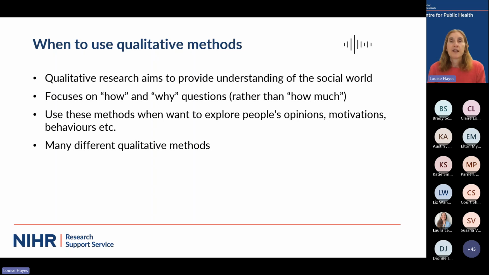So, when do we use qualitative methods? I've covered very briefly some of the most common quantitative methods, but we don't always just want to know how much or whether there's a relationship statistically between two things. Sometimes we want to understand more about the how and the why. And so we talk about qualitative research as trying to help us understand much more the social world and why people hold certain opinions and motivations and how they impact on their behaviour. And as with quantitative, as I'm sure you know, there's lots of different methods available that would meet the criteria of being a qualitative method.